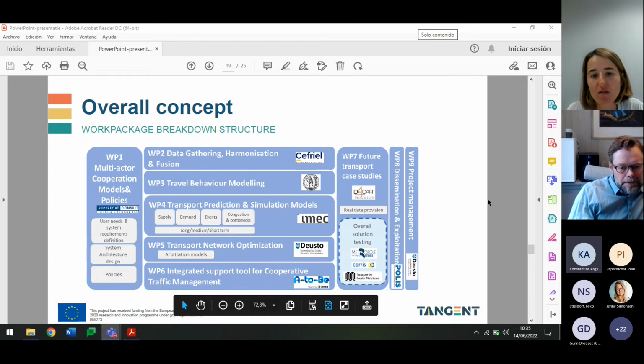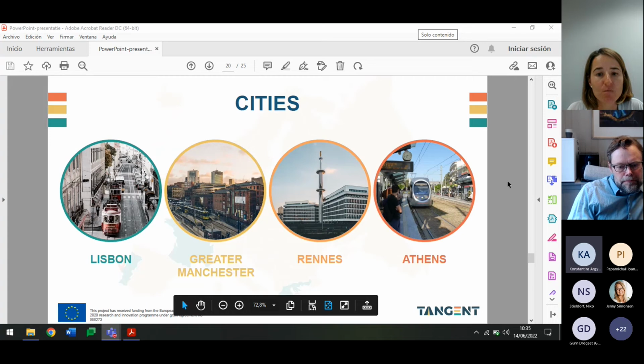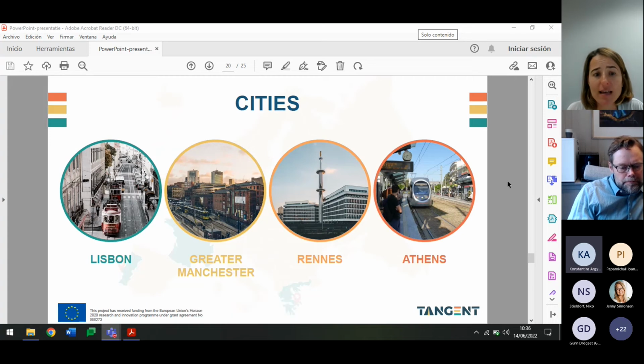This is the work package breakdown structure of the project. We are testing the solution in 4 cities: Lisbon, Greater Manchester, Rennes, and Athens. For all of them, we have the transport operator involved in the project. Well, only in the case of Athens, that is a virtual living lab.